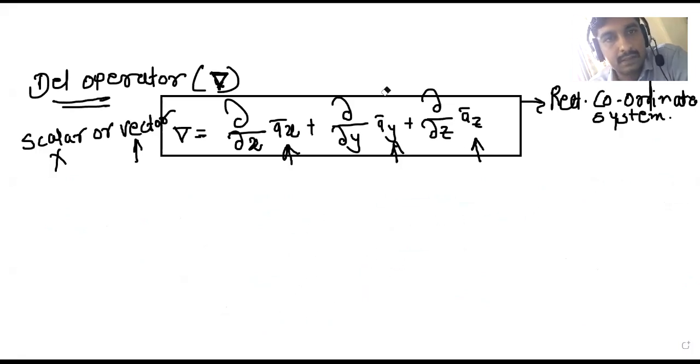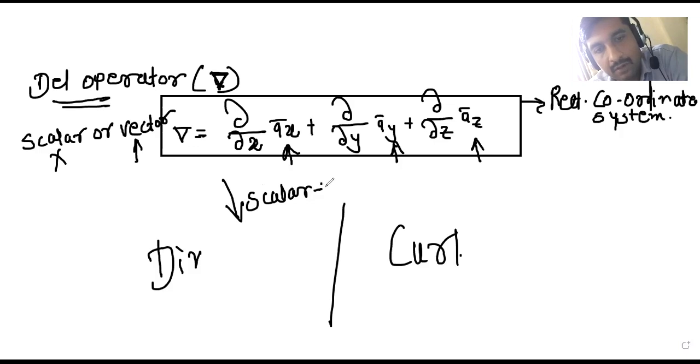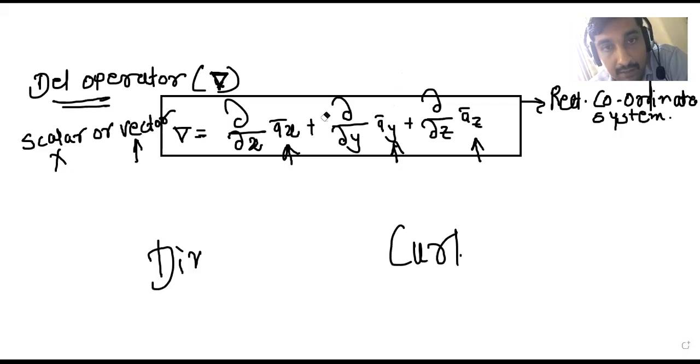Right. So let's understand what divergence is now. I have written two terms here. One is divergence and one is curl. One thing we have already studied: when del operates on a scalar quantity, we call it a gradient. But here we are now trying to find the result when this del operates on a vector quantity.